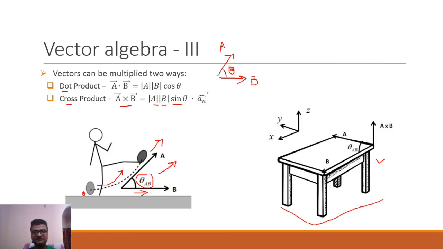And lastly, we multiply the direction which is normal to both vectors A and B. We are considering that A and B both are on the same plane, and this unit vector a_n is actually normal to the surface made by both vectors A and B.